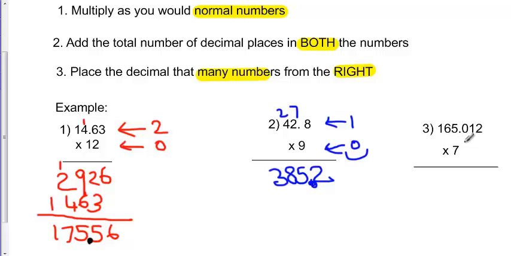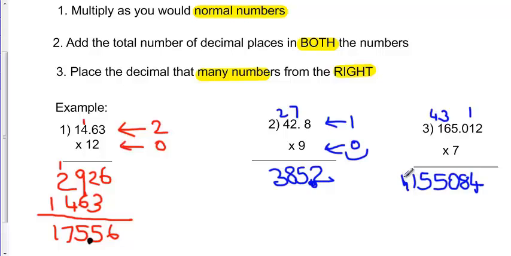Going on to the next question, 7 times 2 is 14, carry the 1, 7 times 1 is 7 plus 1, 8, 7 times 0 is 0, 7 times 5 is 35, carry the 3, 7 times 6 is 42, 45, carry the 4, 7 times 1 is 7, plus 4 is 11.